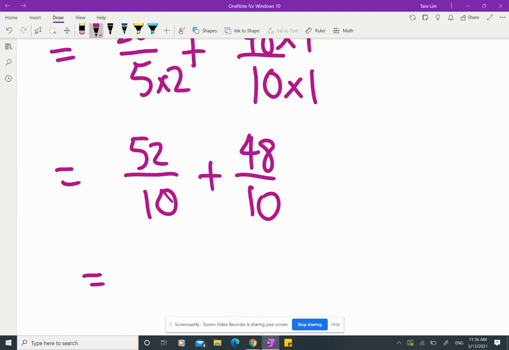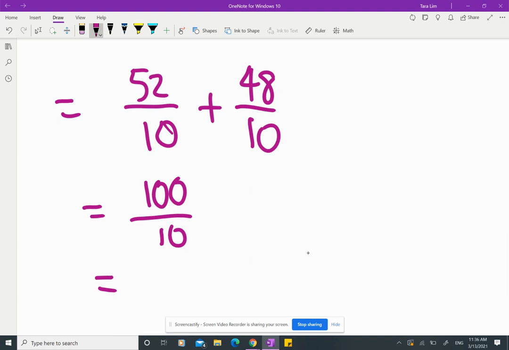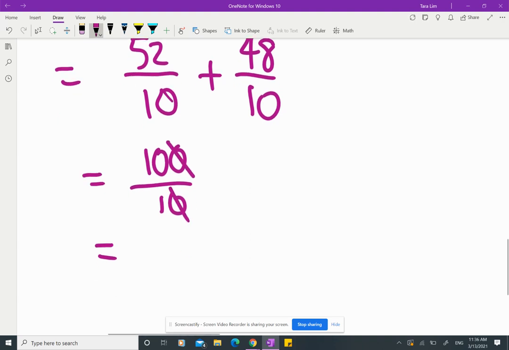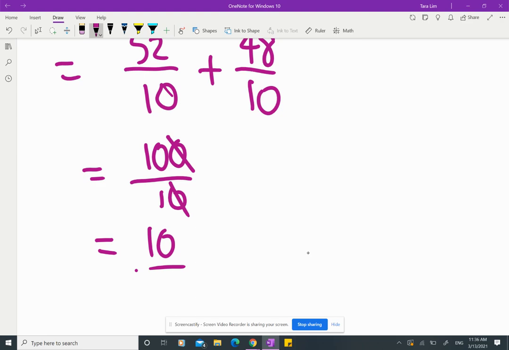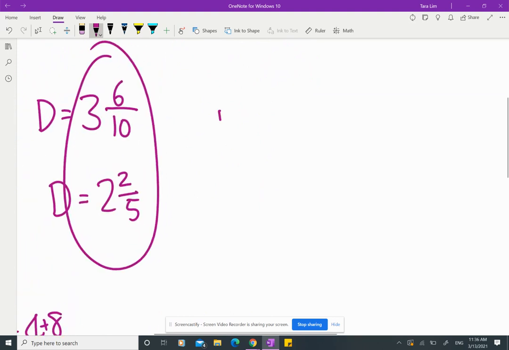So 52 plus 48 gives us 100 over 10. And now we can simplify it. We cross out the zeros and that leaves us 10 over 1, which is the same as 10. And now for Denise. 3 and 6 over 10 plus 2 and 2 over 5.